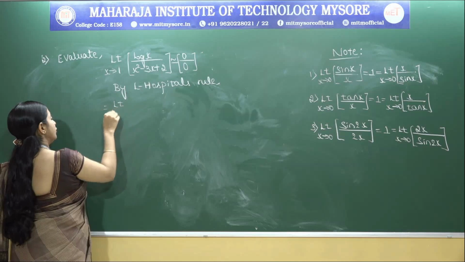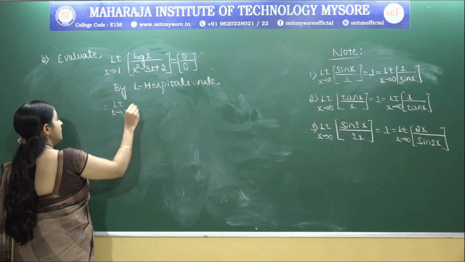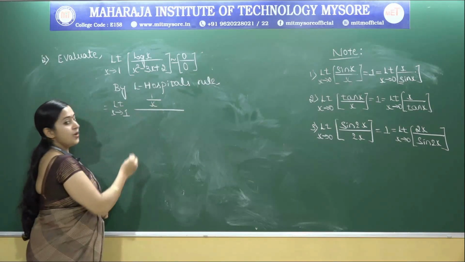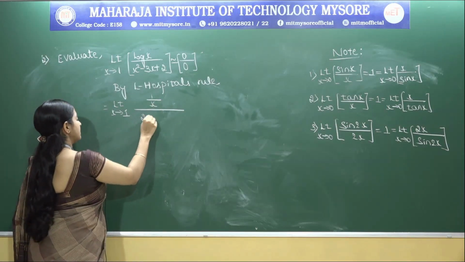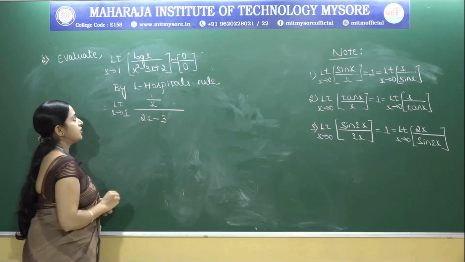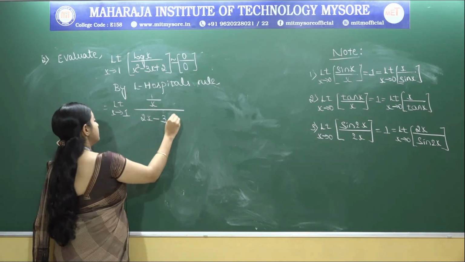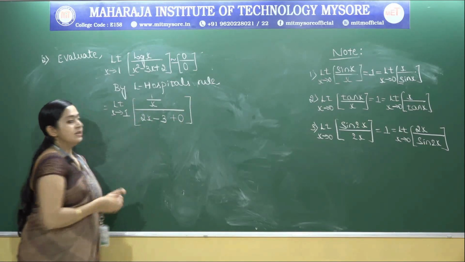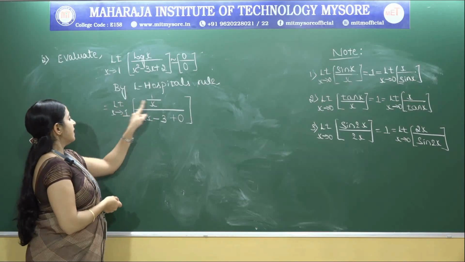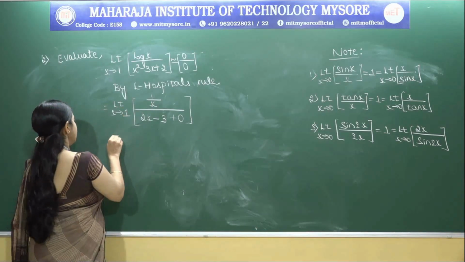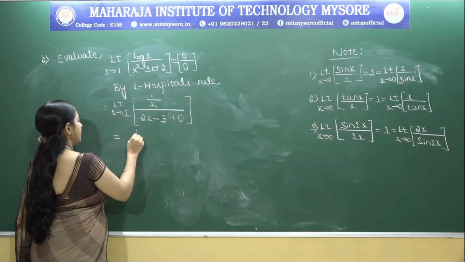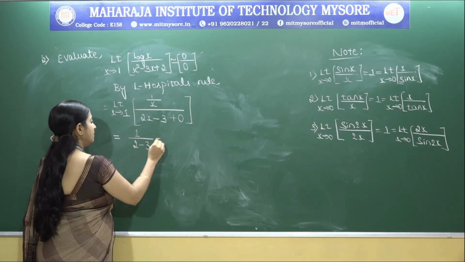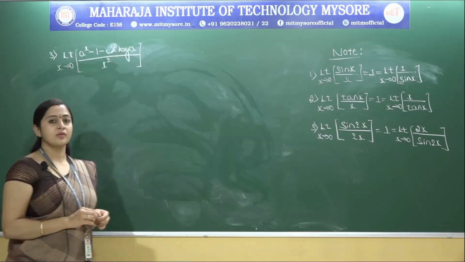That is, differentiate the numerator and denominator separately. The log x differentiation is 1 by x, x square differentiation is 2x, minus 3x differentiation is 3 into 1. Since the 2 is constant, the differentiation is 0. Then apply the limit, x equal to 1. So numerator will get the 1, denominator 2 minus 3, you will get the answer as minus 1.